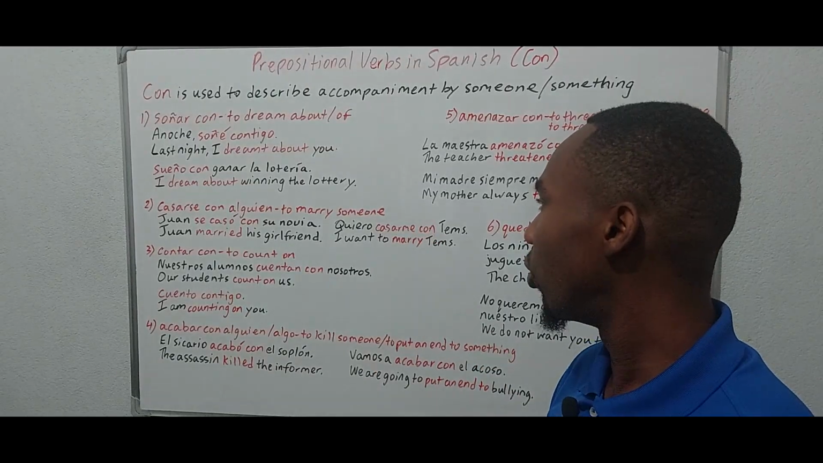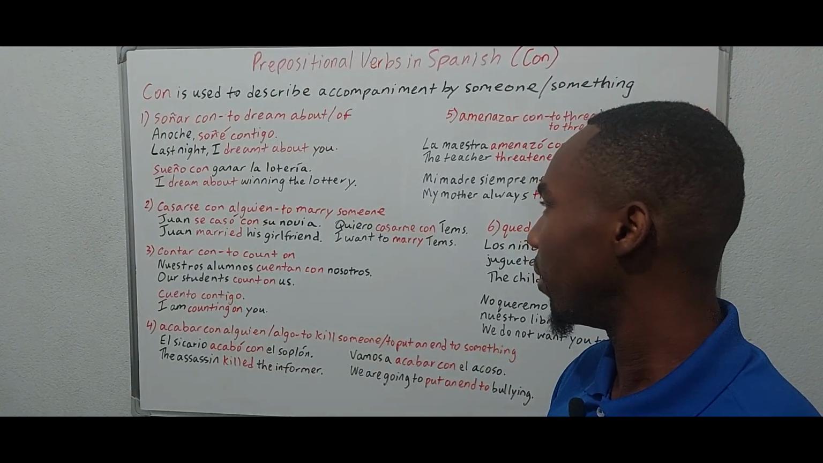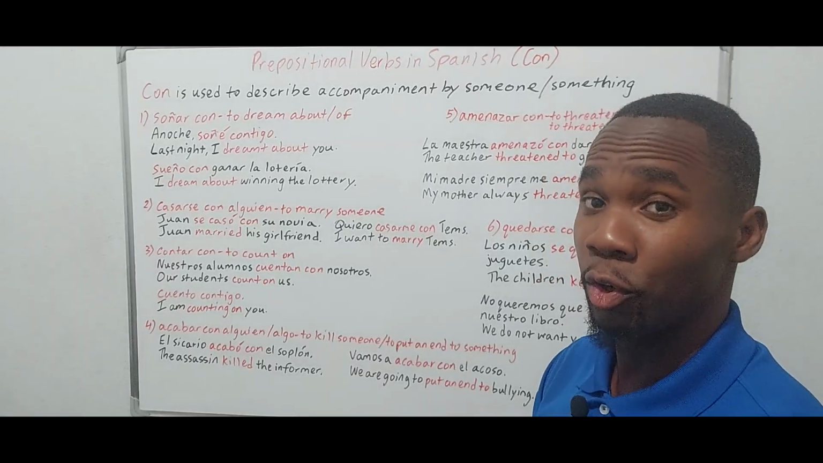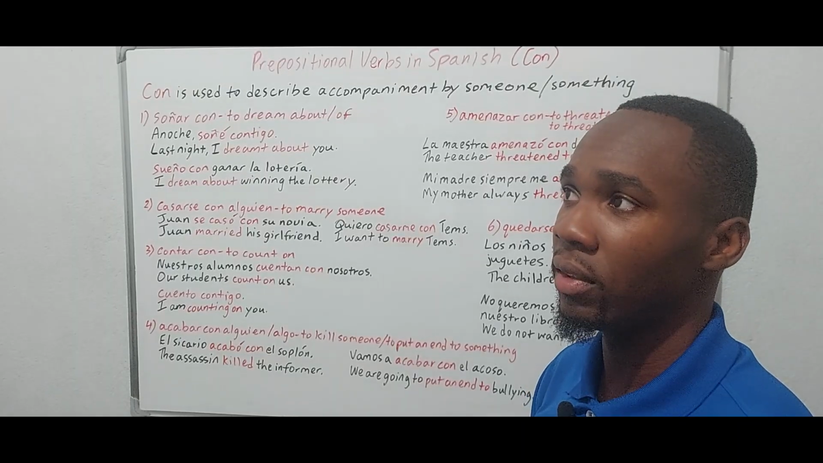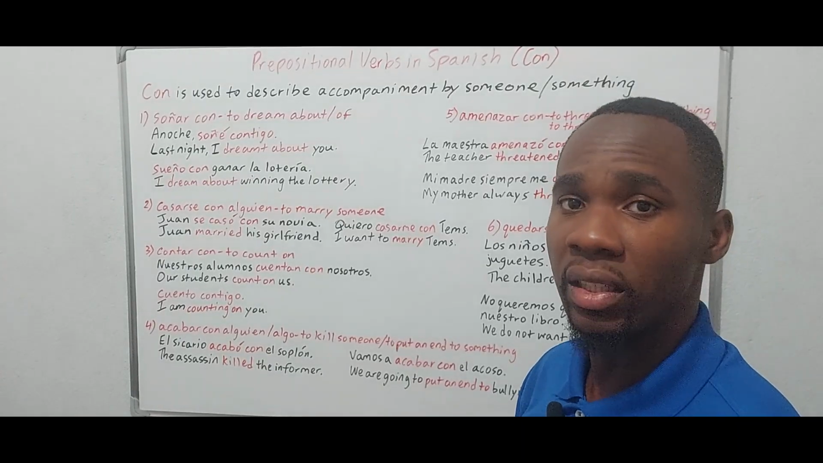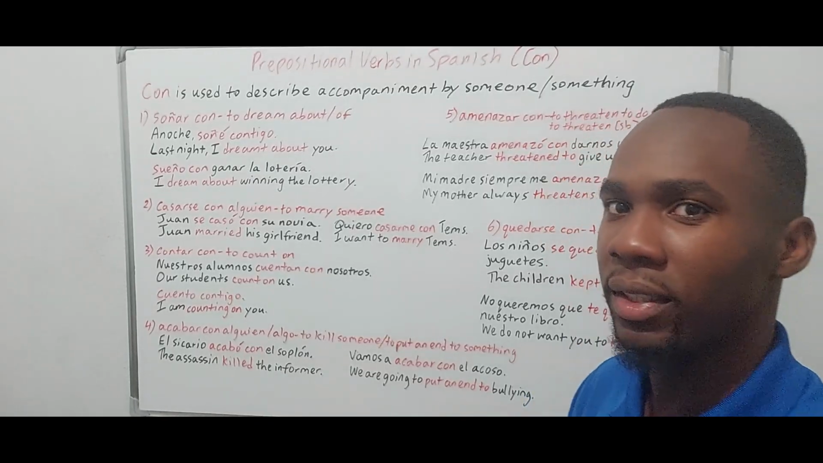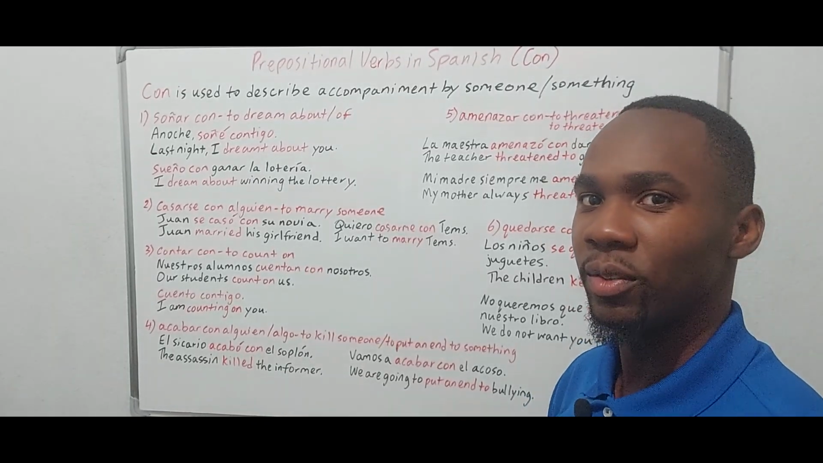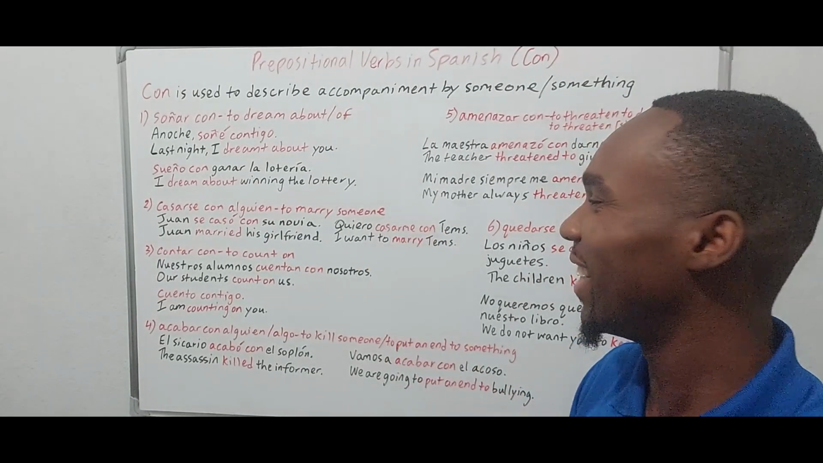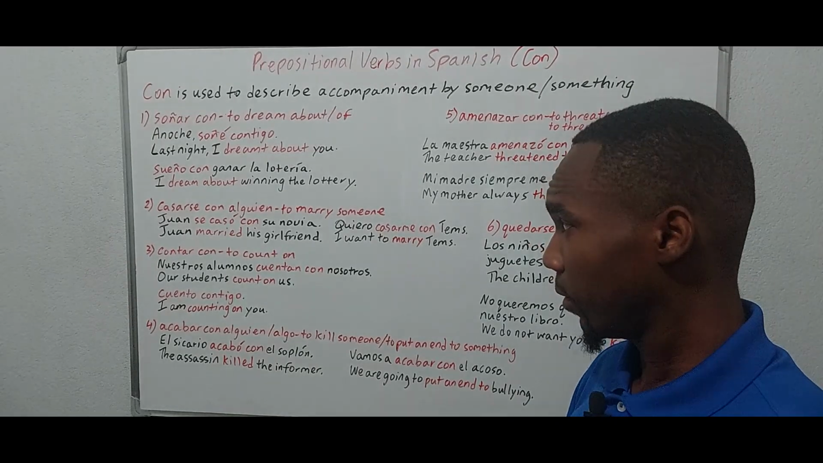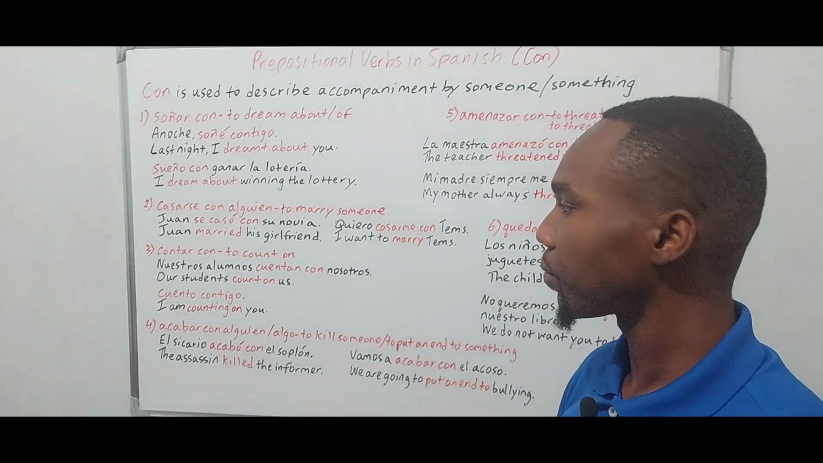Quiero casarme con Tems. I want to marry Tems. Yeah. If you don't know who that is, Tems is a Nigerian singer, very attractive woman. Yeah. So even though this is an example, this is actually true. All right. Casarse con alguien.